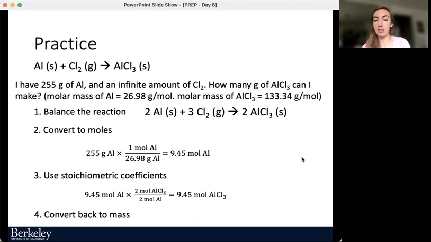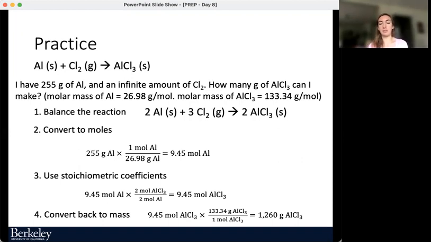And then the last thing I need to do is convert those 9.45 moles to mass. So 9.45 moles of AlCl3 times 133.34 grams of AlCl3 per mole means that I can make 1,260 grams of AlCl3 in this case. Does this make sense? Does anyone have any questions on how I did this? We'll talk about why you should care in a minute and why this is important, but does this conceptually make sense?